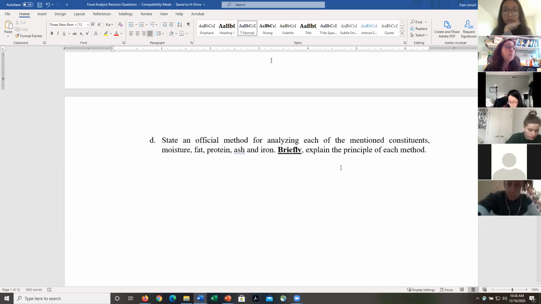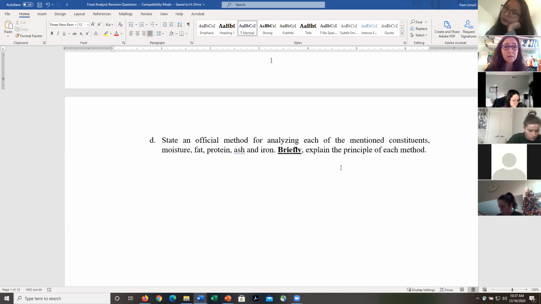Here you want to remember your official methods of analysis. You don't have to list Soxhlet and Mojonnier for fat. Just remember one of them that you're comfortable with. Same with protein, Dumas or Kjeldahl. And when I say briefly, what I mean is just a couple of sentences that get the gist of the method.